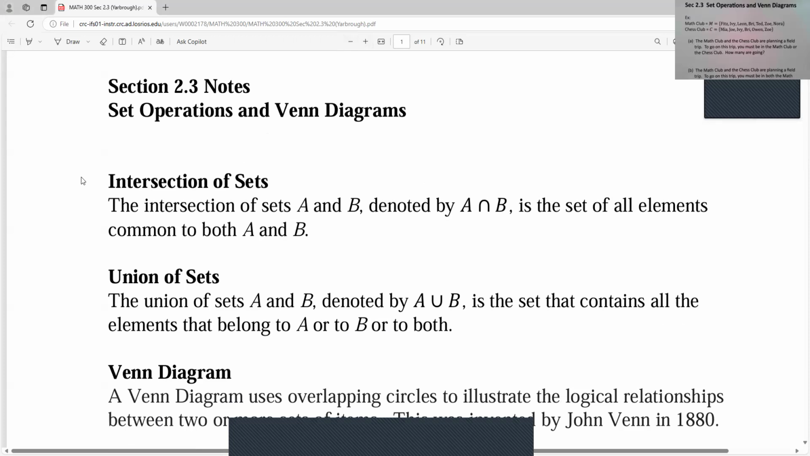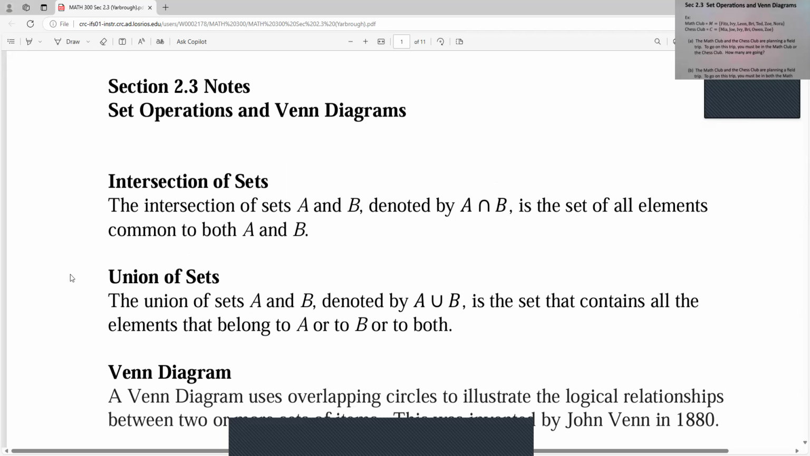First definition is the intersection of two sets. The intersection of sets A and B, denoted by this notation right here, that means intersection, is the set of all elements common to both A and B. In other words, to get into the intersection of these two sets, you must be in set A and you also must be in set B. This is the part where they overlap each other.